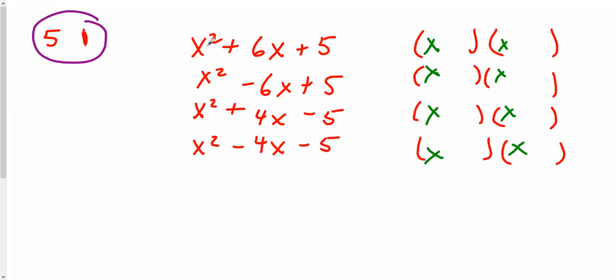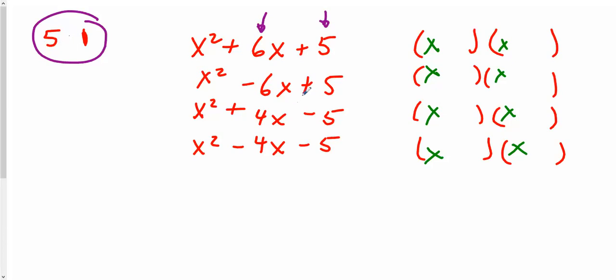And for the first one, I have x squared plus 6x plus 5. So what you want to do with simple trinomials is get two numbers that multiply to this number and add to this number. Okay, I think what I do is I look at the signs, because it can get confusing. Is this a plus? Is this a minus? Is that a plus? Is that a minus?